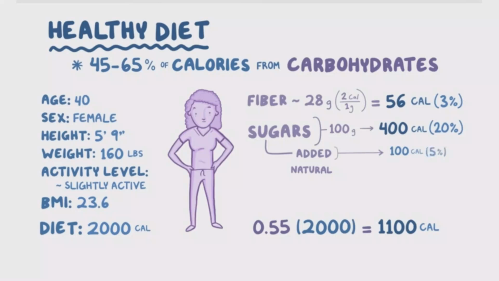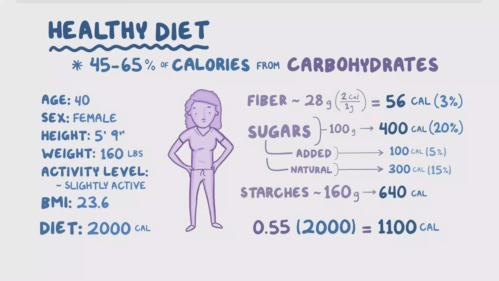Using this approach, the remainder of our total sugar calories, 300 calories or 75 grams, would come from the sugars found in fruits, vegetables, dairy, and grains. This would be 15% of our total calories. And that leaves 640 calories or 160 grams from starches, or 32% of our total calories, to reach our carbohydrate intake goal.